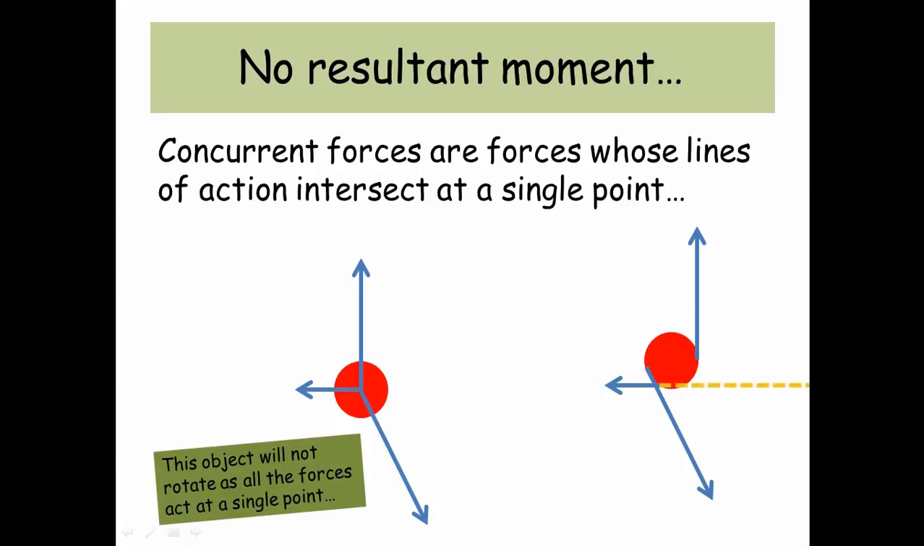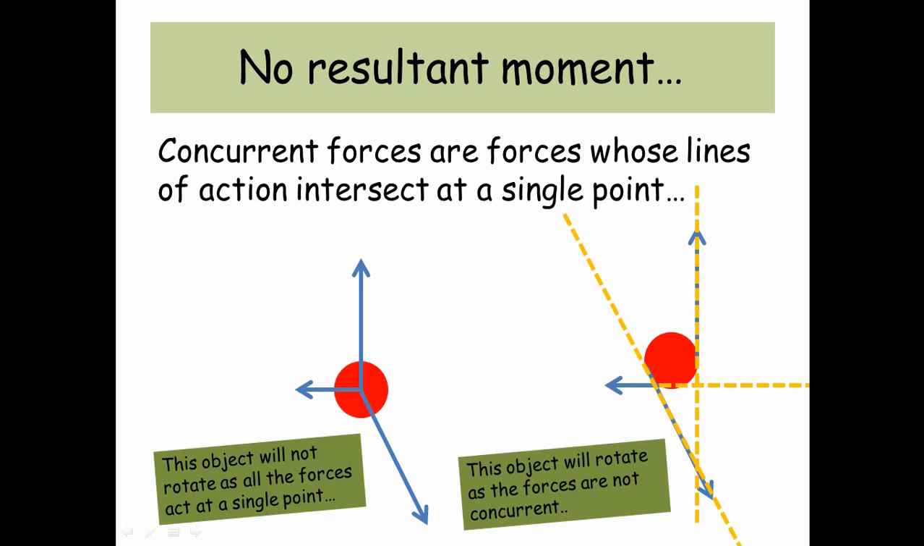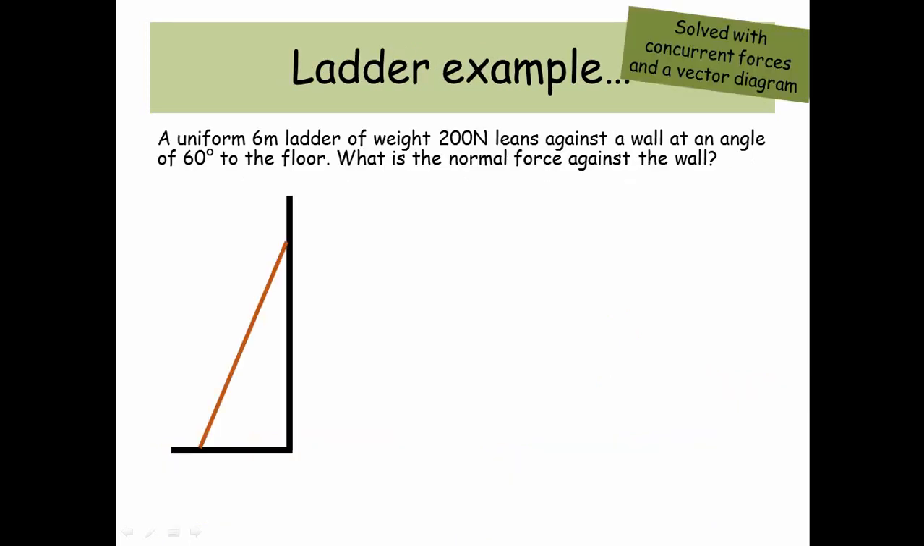However, for the object on the right, if we just draw where our lines of action are going through, you can actually see that for the three vectors, the three forces, the lines of action do not meet up at a single point, therefore there will be some kind of rotation. So this object will rotate as the forces are not concurrent.